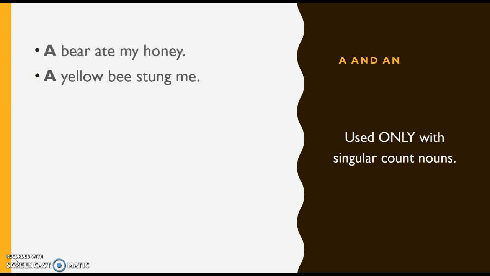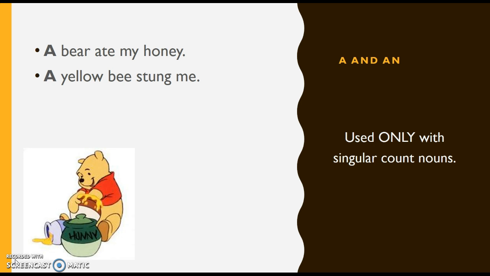A is paired with singular count nouns that start with a consonant sound, as in bear. So you would say, a bear ate my honey. Adjectives can also be inserted in between a and the noun it's paired with. So instead of just saying a bee stung me, you could say a yellow bee stung me.